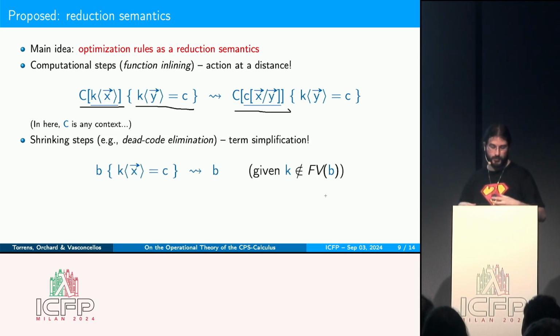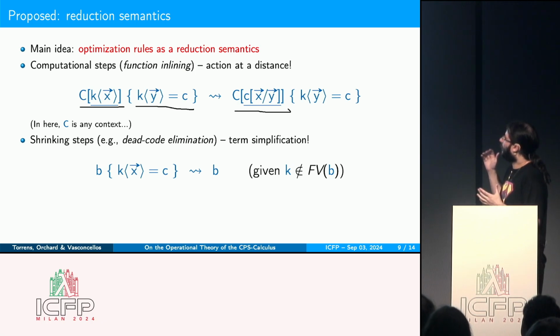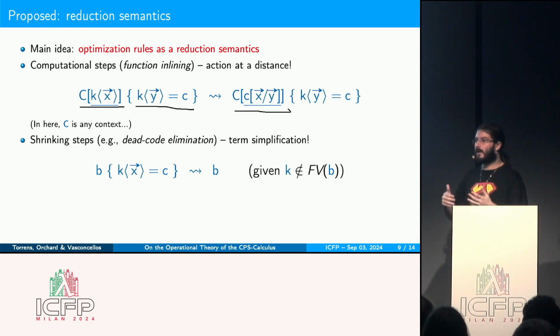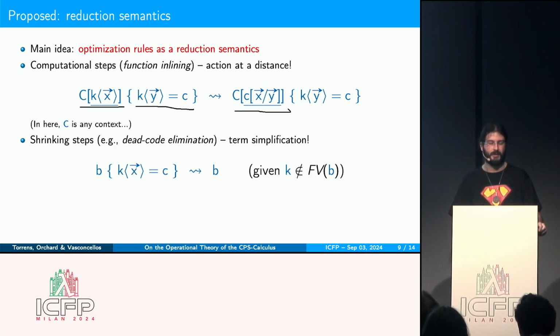And of course, we also have shrinking steps. They do not have computational meaning, but they capture some optimization rules that are used in compilers. We manage to give, in the same framework, both computational steps and steps that are only meant to optimize the term, to reduce its size, and to improve the execution speed of the code. In the paper, we use just dead code elimination, but as we mentioned, there are other opportunities for shrinking reduction, like tail call elimination, and so on.